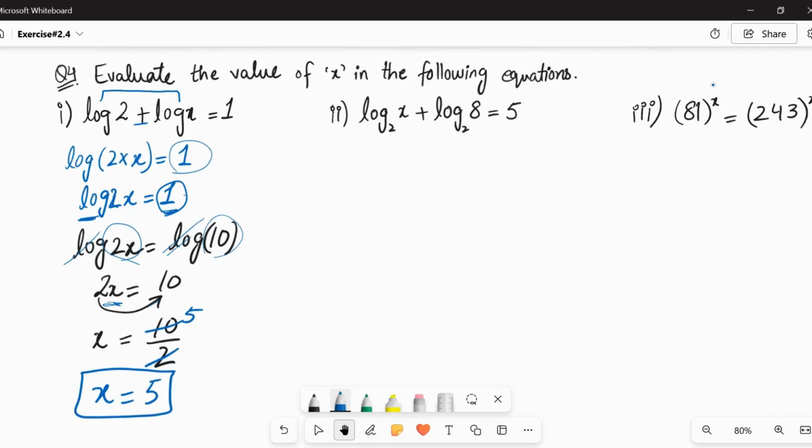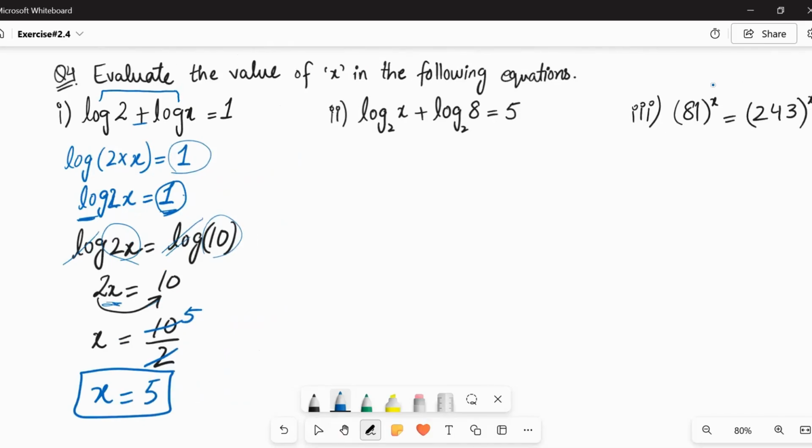Okay, now see how we can solve part 2 of this question. It says log with base 2 of x plus log with base 2 of 8 equals 5. The first step would be to apply the product rule, right? Because the bases are the same, we can apply it here. So 8 and x will multiply each other because we are applying the product rule, and the positive sign will convert into a multiply sign. I'll write it like this: log base 2 of 8x equals 5.